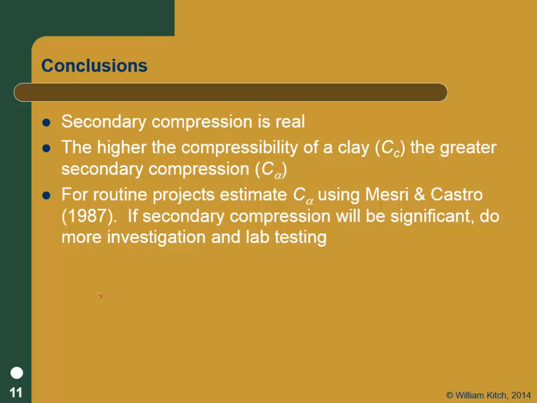To do those secondary tests, you've got to run that test out way past primary. You don't want to do it just for one point. If you're going to try to estimate the value of C sub alpha over C sub C for your soil, you need to do it at a bunch of different points on the e-log-p curve in order to get a value. You don't want to just do one.